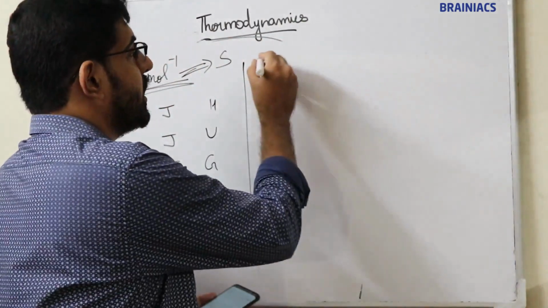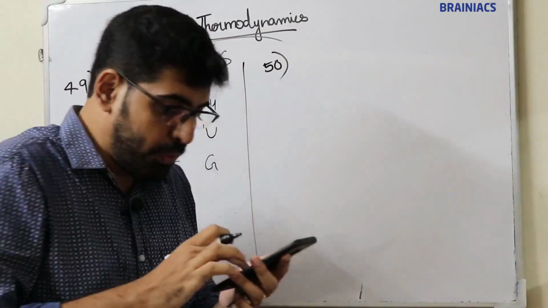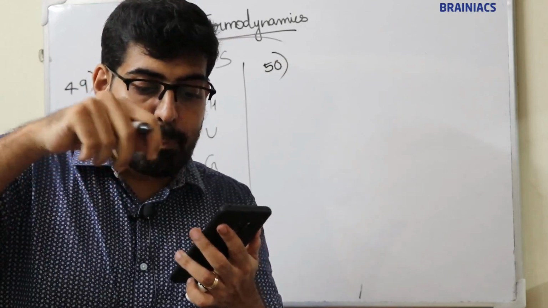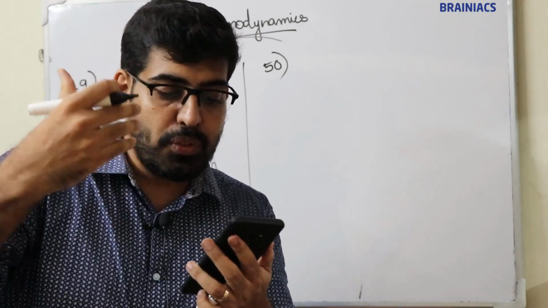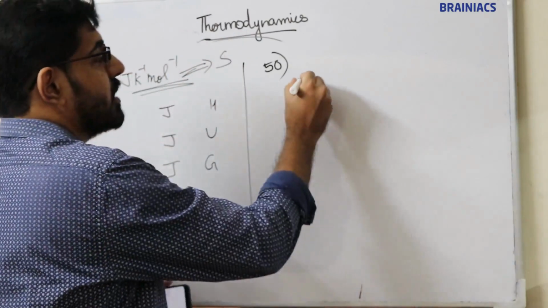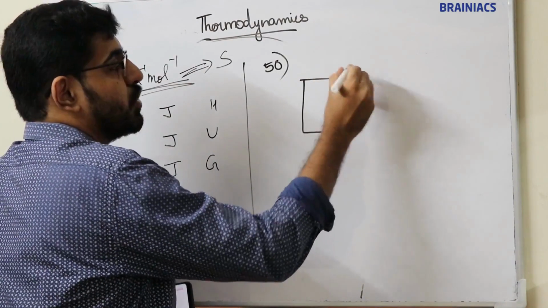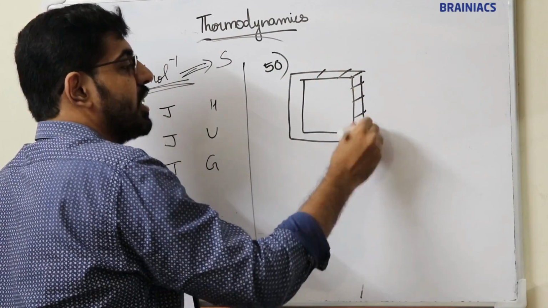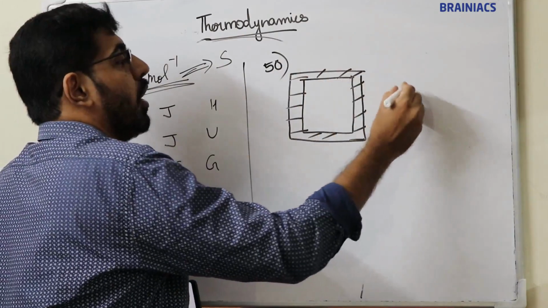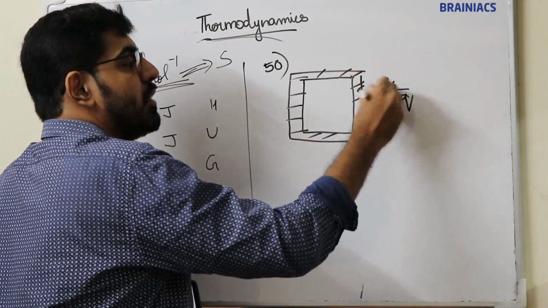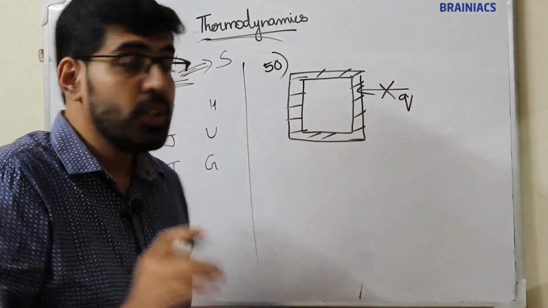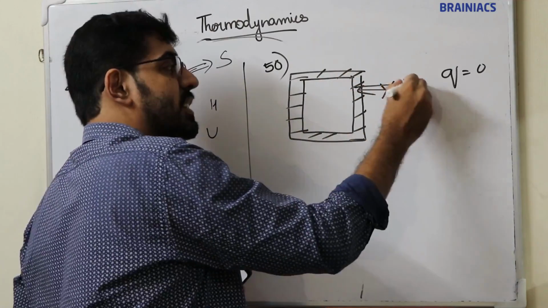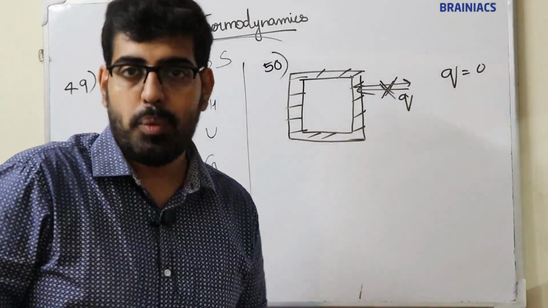Question number 50. In a closed insulated container, a liquid is stirred with a paddle to increase the temperature. Which of the following is true? So we are considering a closed vessel, and this vessel is an insulated vessel. Insulated vessel means no heat enters or leaves the system, right? So Q is equal to 0.